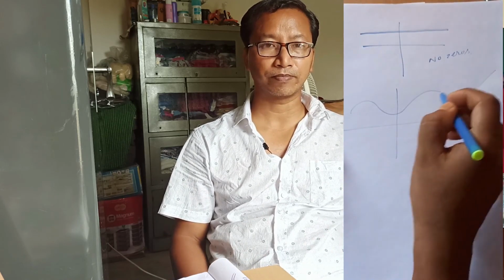One more thing you have to remember at the same time, that a line or a curve may not intersect x-axis like this. If the line or the curve does not intersect x-axis at all, then we will say that there are no zeros for this polynomial. Okay, no intersecting x-axis means no zeros.